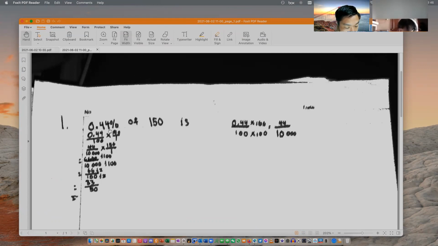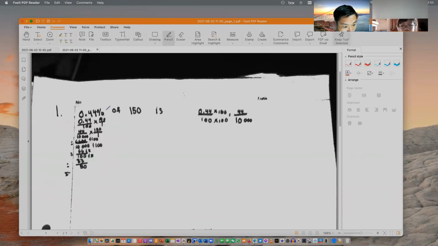Okay, good. So over here, you have question 1, 0.44% of 150. So what you do at first is you change this percentage to a fraction, right? So then you times what? You times 100. Am I right? Yeah. Then you get 4400.